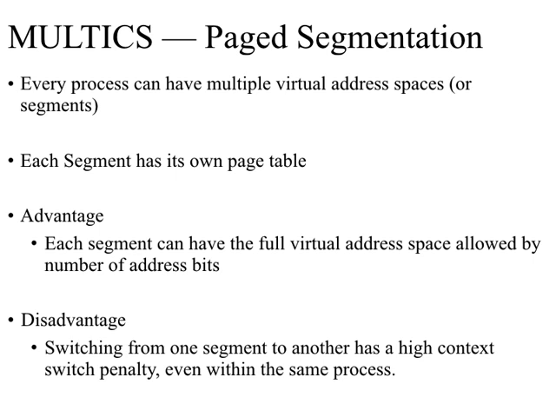So you have a situation where a single process has multiple address spaces or multiple segments, and every segment has a separate page table. In the previous discussion, we had learned that every process has a single page table, but now we see that under Multics, if a process had multiple address spaces, it can have multiple page tables, one for each address space. So the advantage here was that every segment could have the full virtual address space allowed by the number of bits in the address allowed by the architecture.